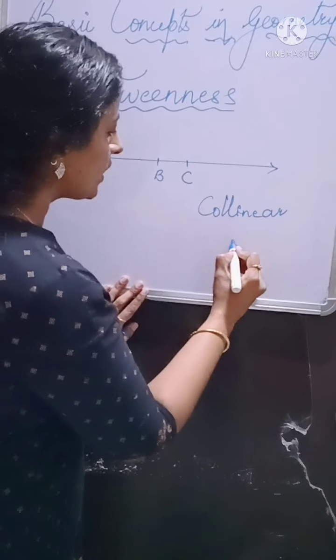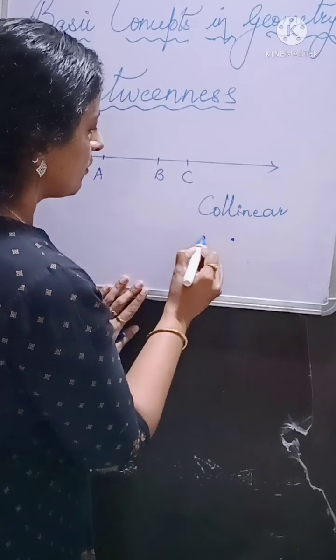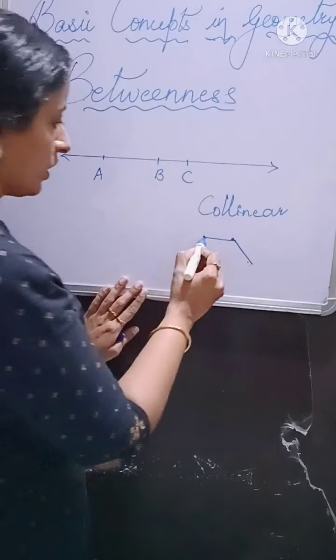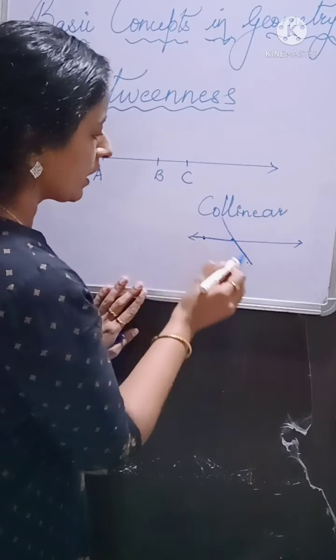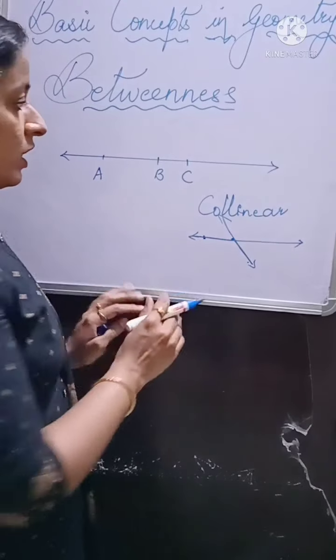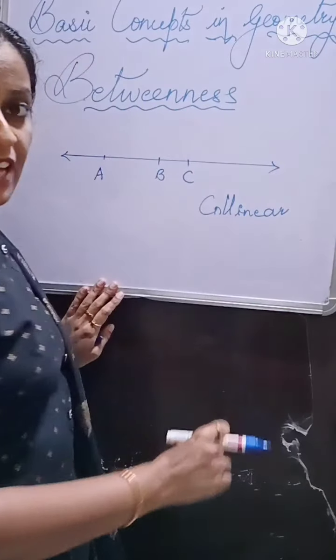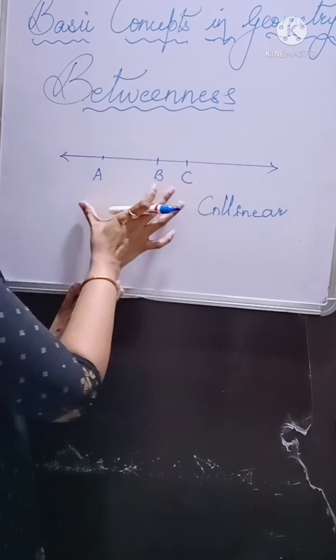Points which don't lie on the same line, that is these 3 points. When you join these 3, are they lying on the same line? No. Here it's line number 1, and from here we can talk about line number 2. Points which do not lie on the same line are called non-collinear points. So here I am talking about collinear points.